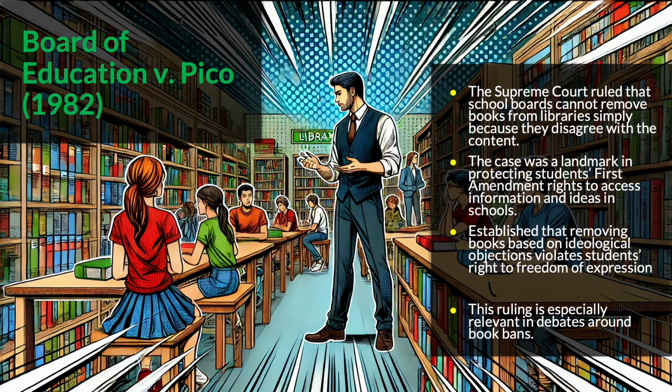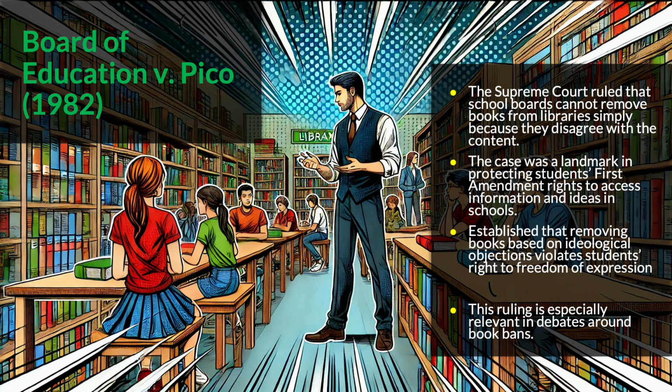Another important case is Board of Education versus PICO, 1982, which dealt with the removal of books from school libraries. In this case, the Supreme Court ruled that school boards cannot remove books simply because they disagree with the content, as doing so violates students' rights to access information and ideas under the First Amendment. This ruling is often cited in debates about banned books and plays a crucial role in ensuring that students can explore diverse viewpoints within the educational system.